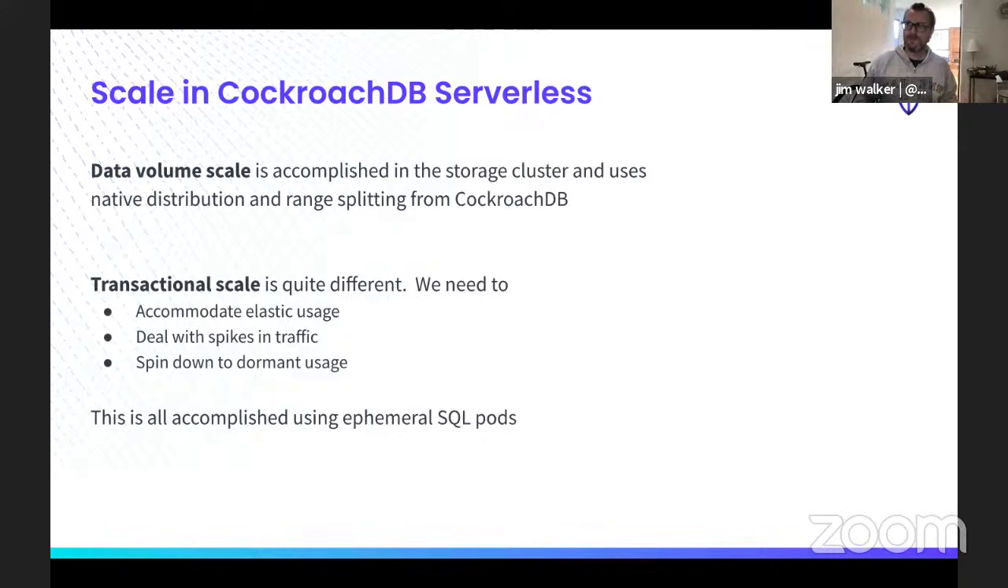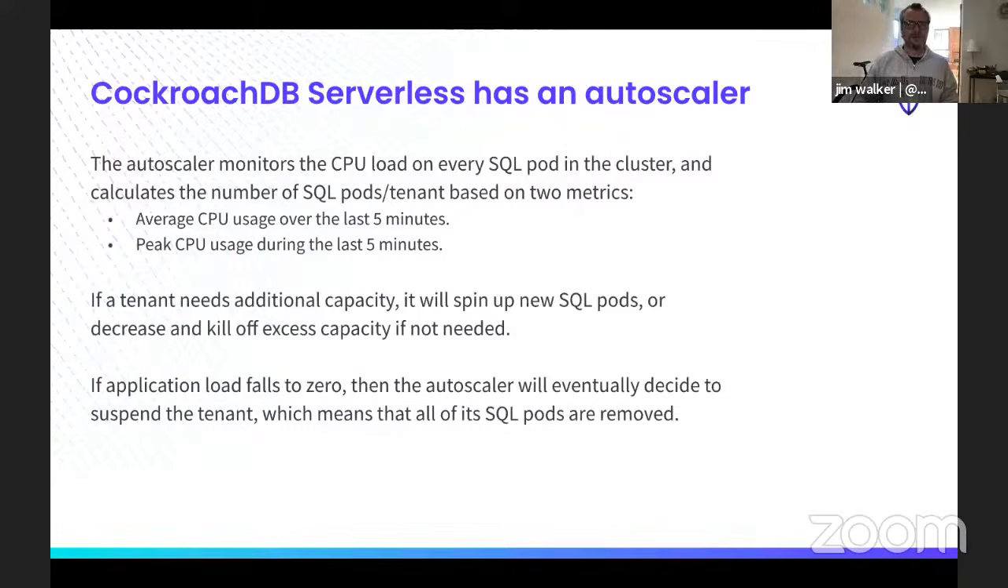These things are ephemeral. All right, so what we built is an autoscaler. The autoscaler is basically going to monitor the CPU load for every one of those SQL pods. And it's going to calculate two things. Number one, the average CPU used over the last 5 minutes, and then peak CPU usage during those last 5 minutes, right?